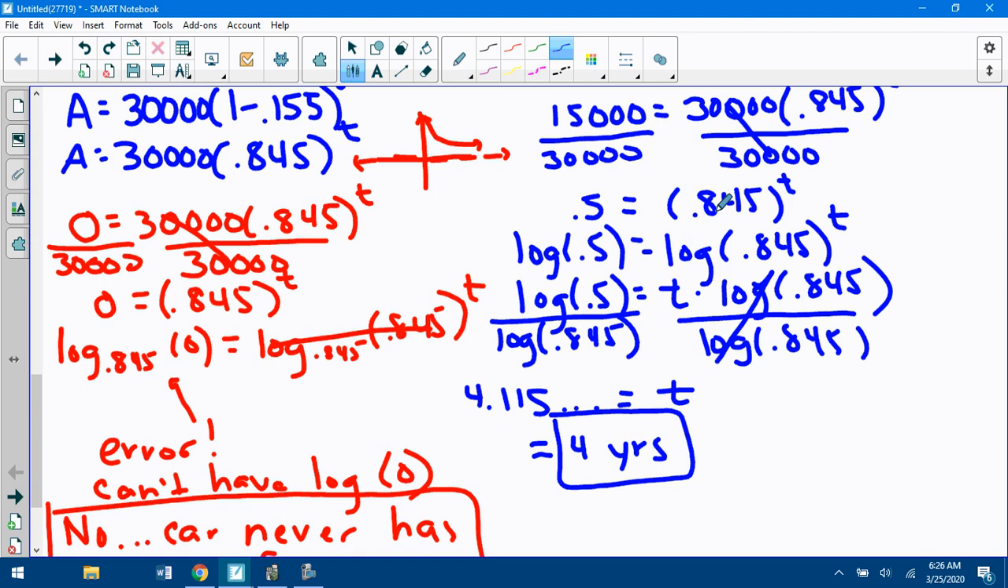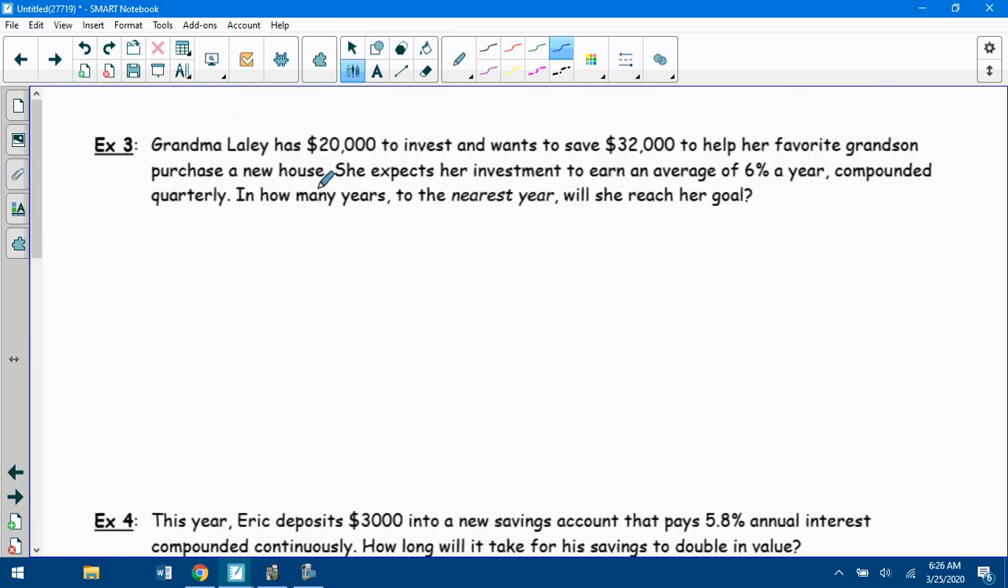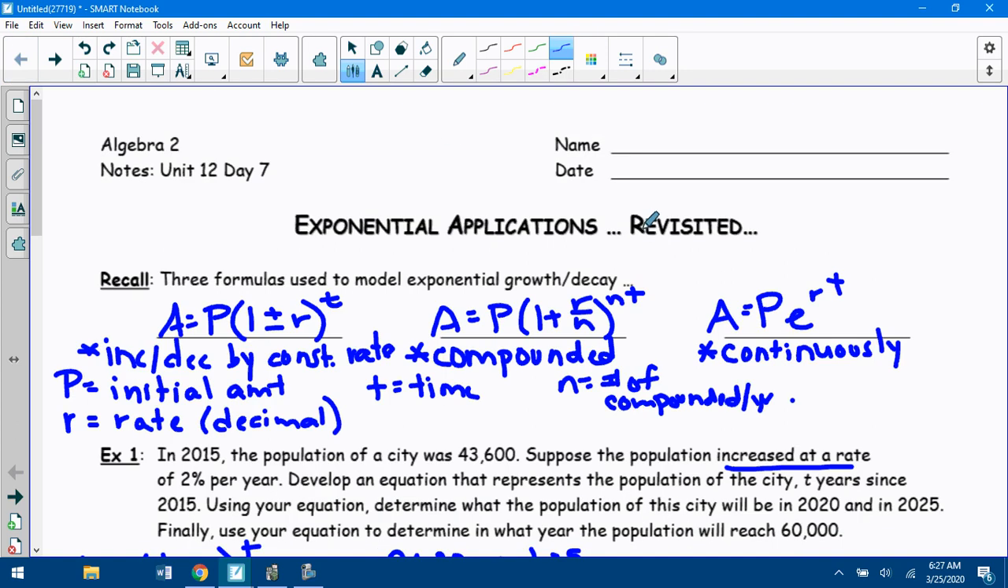All right, over to the back. Grandma Laley, she was great, has $20,000 to invest and wants to save $32,000 to help her favorite grandson purchase a new house. I wonder who that is. She expects her investment to earn an average of 6% a year, compounded quarterly. In how many years to the nearest year will she reach her goal? Okay, what formula should Grandma Laley use? Compounded quarterly, so this one.